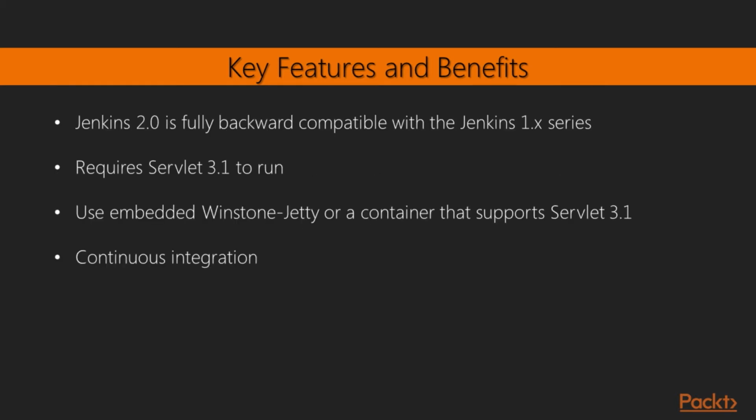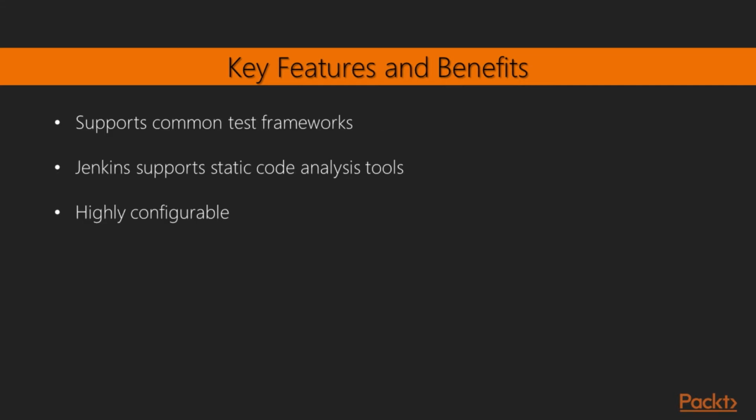Jenkins 2.0 is fully backward compatible with the Jenkins 1.x series. Jenkins 2 now requires Servlet 3.1 to run. You can use embedded Winstone Jetty or a container that supports Servlet 3.1, such as Tomcat 8. GitHub, CollabNet, SVN, TFS code repositories, and so on are supported by Jenkins for collaborative development. Continuous integration: automate build and test, automated testing, continuous testing, package and static code analysis. Supports common test frameworks such as HP ALM tools, JUnit, Selenium, and MS Test.